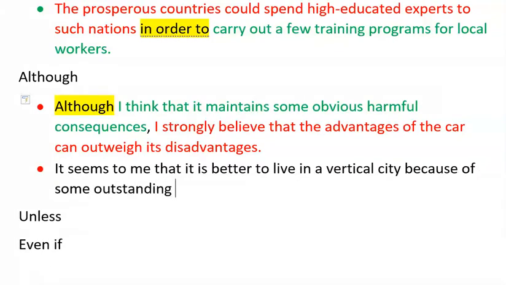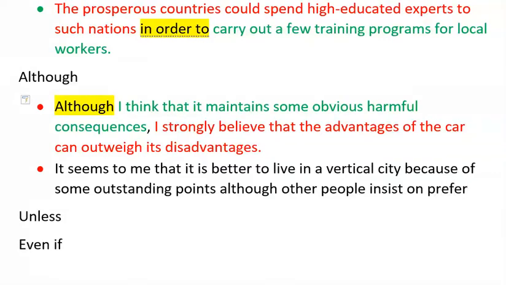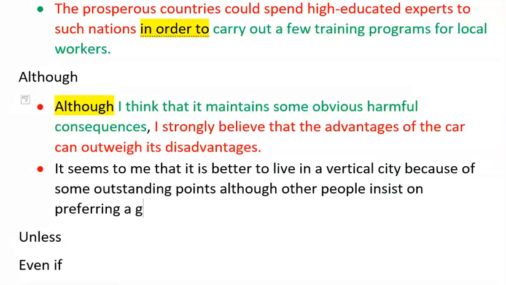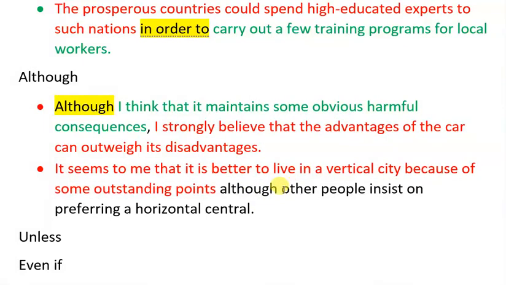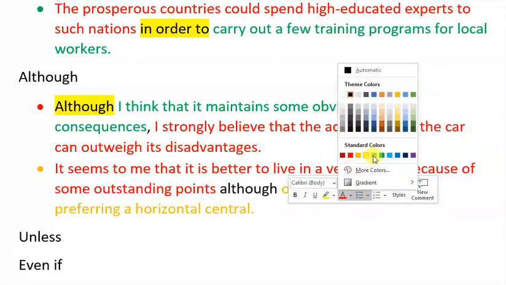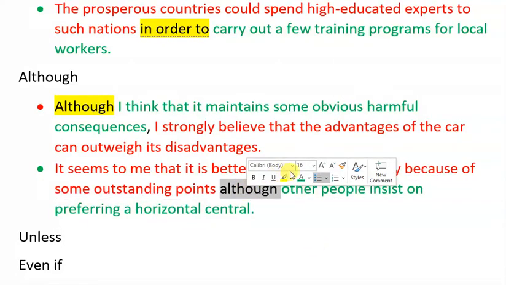outstanding points, although other people insist on preferring a horizontal central, मतलब कि personal houses ਨੂੰ ਪਸੰਦ ਕਰਦੇ ਨੇ. So first one is the independent clause, and this one is the dependent clause, and this is the conjunction.